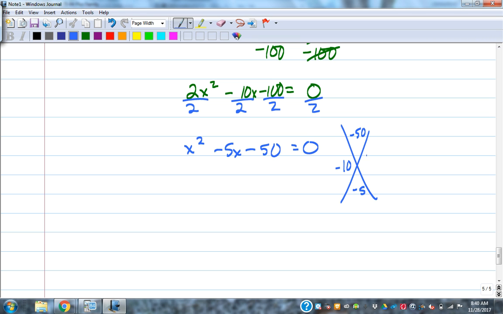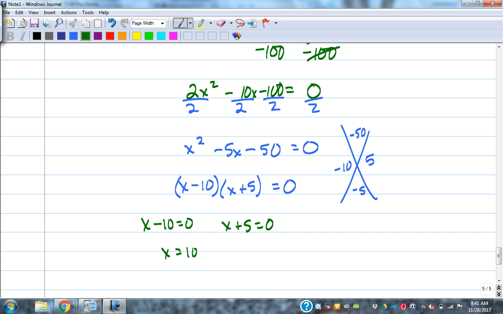I know that that's negative 10. Or let's see. Yeah, negative 10, positive 5. So that's x minus 10, x plus 5. And then you set each factor equal to 0. And you get x equals 10, x equals negative 5.